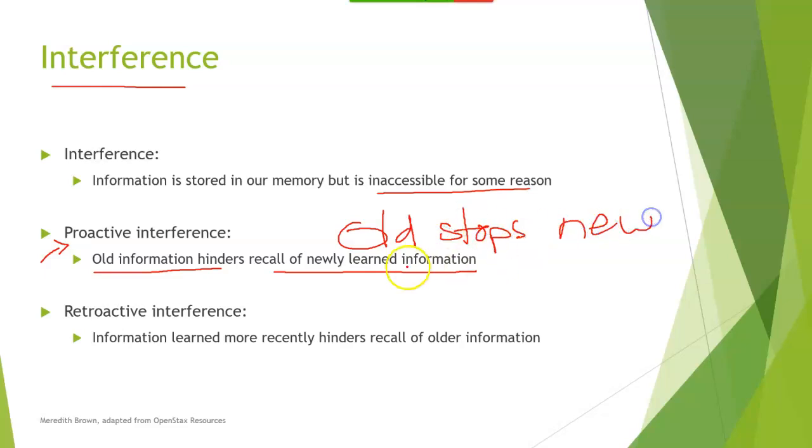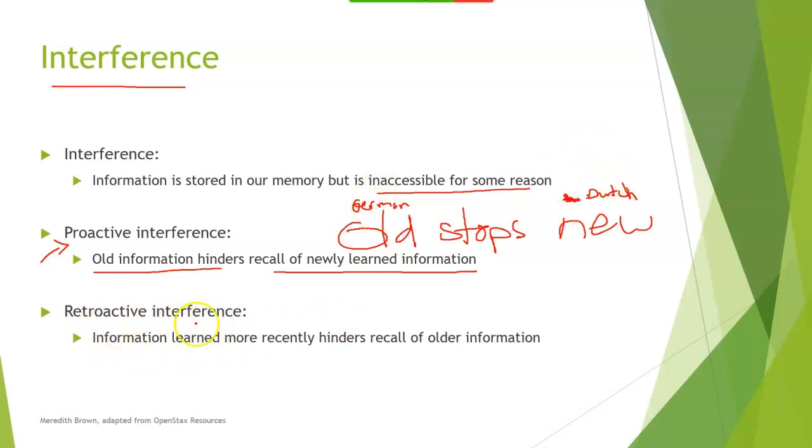All right, old information hinders recall of new information. So let's say you learned German a long time ago, and now you're trying to learn Dutch, and you're having a really hard time because the German keeps popping up. This happens a lot with Spanish and French.